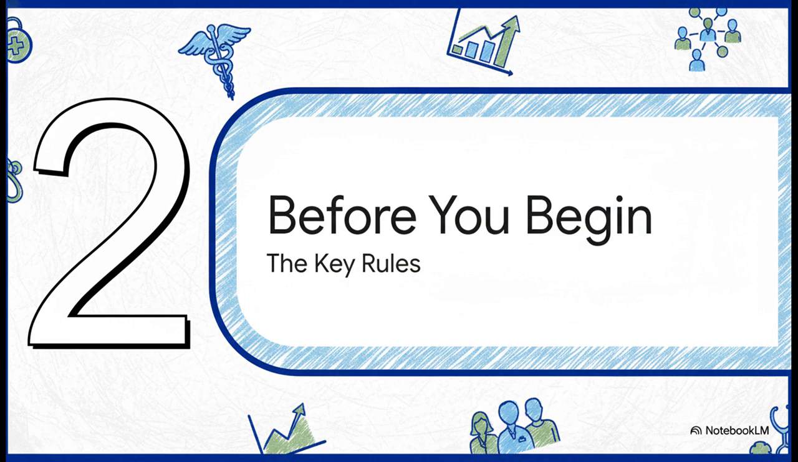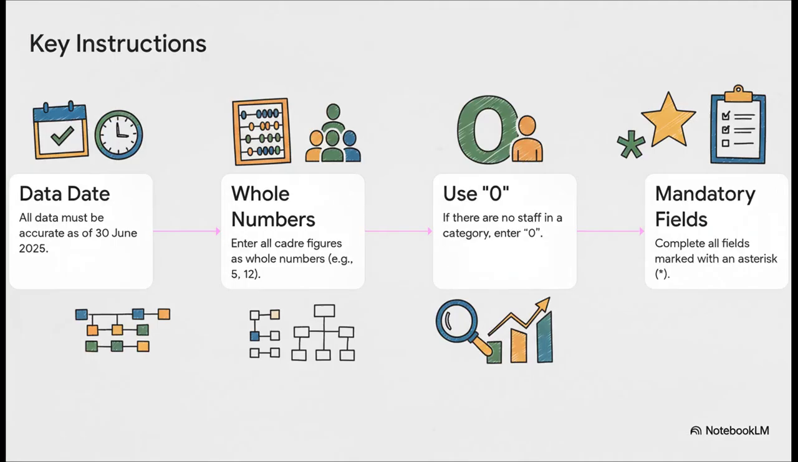Okay, so before you type a single number, let's go over a few ground rules. Trust me, getting these right from the get-go is going to save you a ton of headaches later on. And here they are, the 4 golden rules. First up, and this one's non-negotiable, all your data has to be a snapshot from one specific day, June 30th, 2025. Not the 29th, not July 1st. Got it? Cool. Second, no decimals, no fractions, just good old whole numbers. Third, and this is a big one where people trip up, if a category has 0 staff, don't just leave it blank. You have to actually type in a 0. And last but not least, see that little star? That means it's mandatory. You can't skip it.